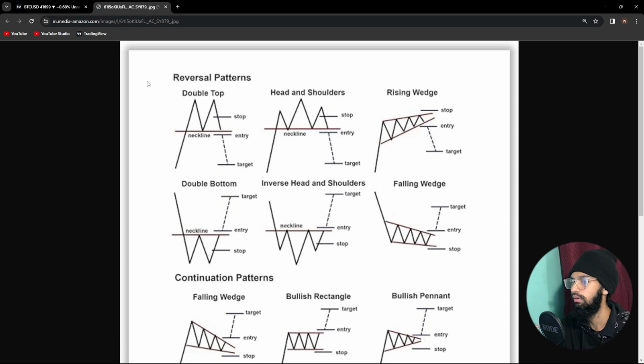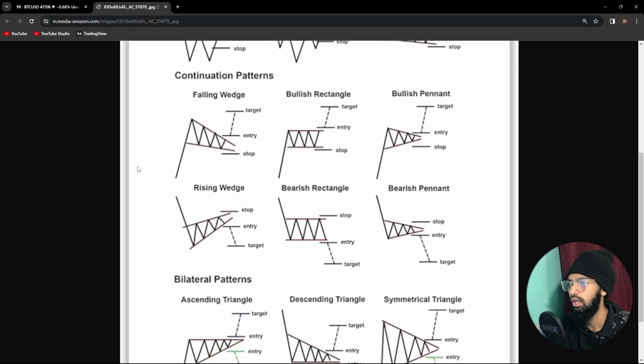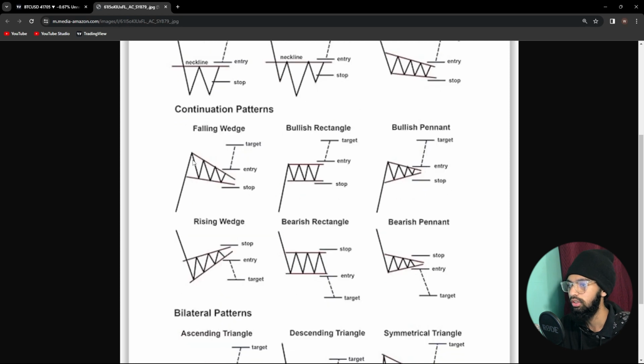So these are all the reversal patterns. That means it goes in the opposite direction of what the market was going at first. Now let's look at continuation patterns. That means the market starts, does this little pattern, and keeps going the way it did. So let's go to the first continuation pattern.